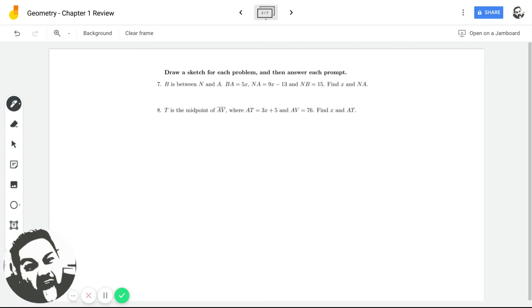What's going on, geometry? Question 7 and 8. Draw a sketch for each problem and then answer each prompt. All right, so I'm going to do question 7. So I need to draw a sketch for number 7. It says B is between N and A.